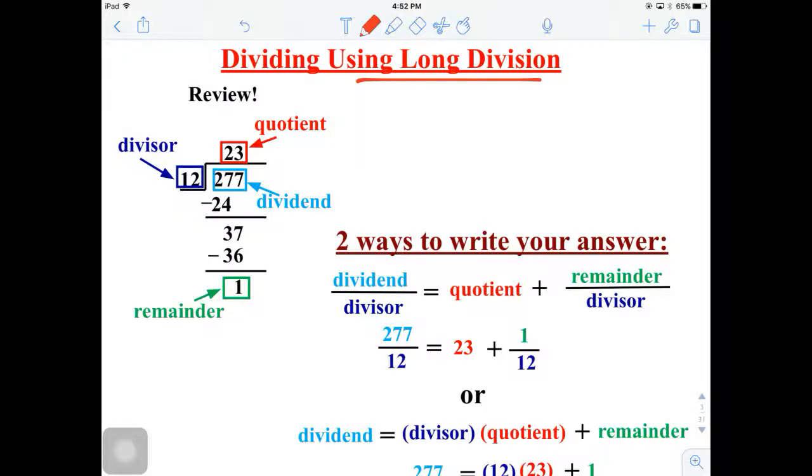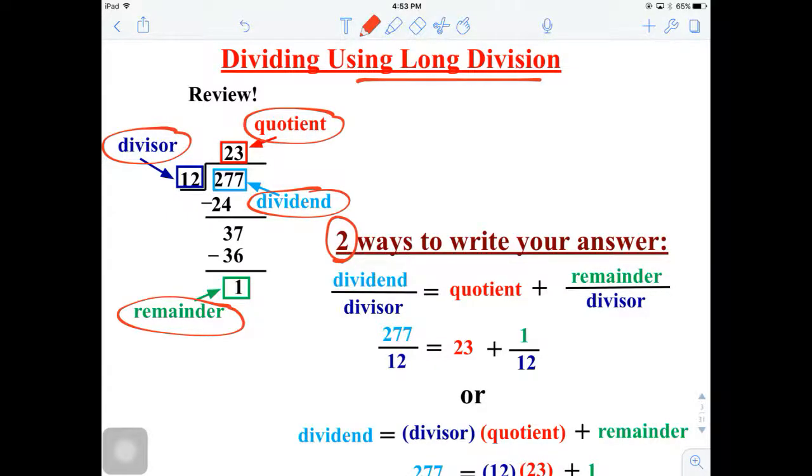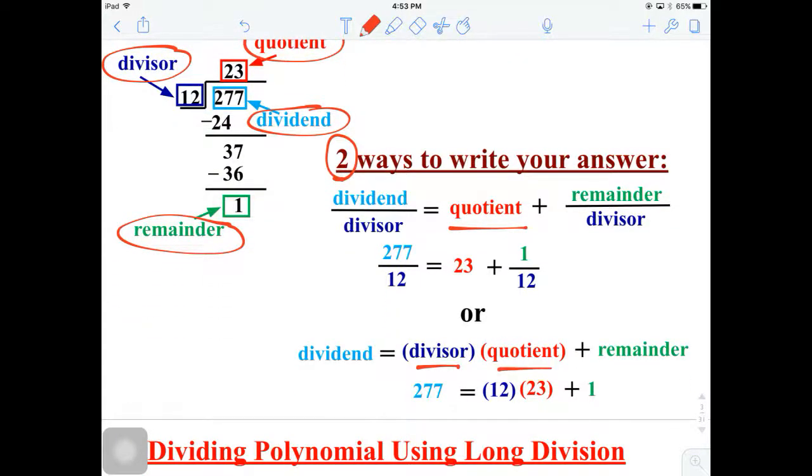To review, the number that is inside the long division sign is the dividend, the number outside is the divisor, and the answer is called the quotient. If there are any leftovers, that's called the remainder. Those are the parts, and those are not going to change. There are two ways to write your answer: as the quotient plus the remainder over the divisor, or as the divisor times the quotient plus the remainder. Either one is okay.